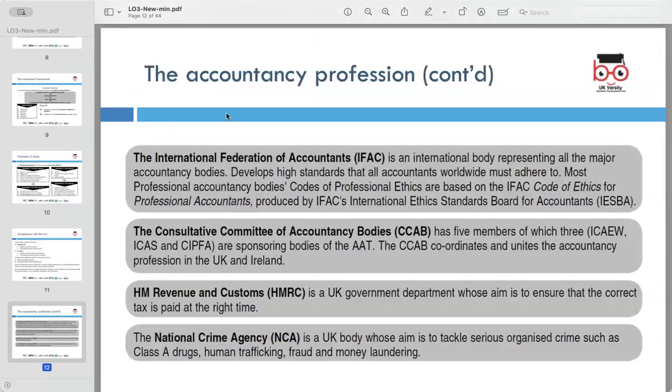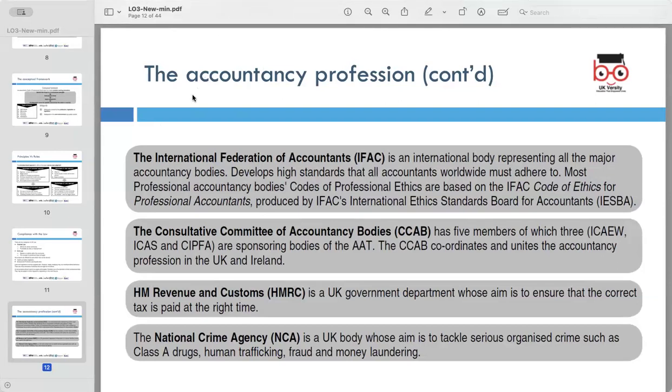Accounting profession bodies. Have you heard any of these, or do you have any ideas or comments on these, Martin? Yes, I have heard of them. Yes.